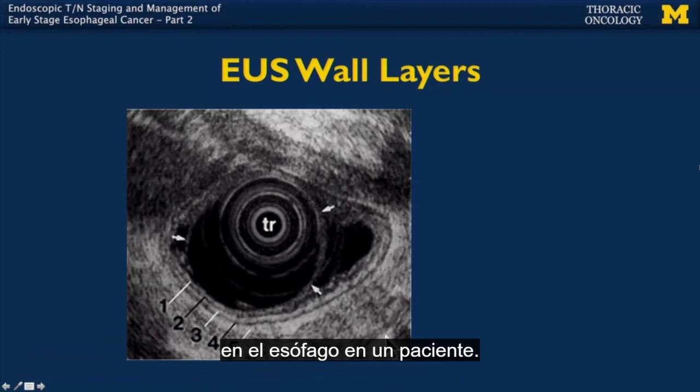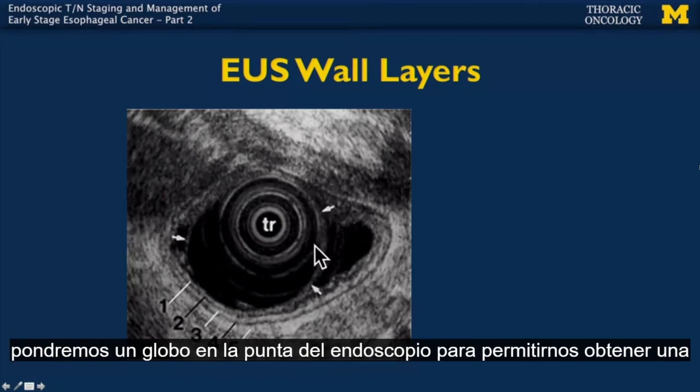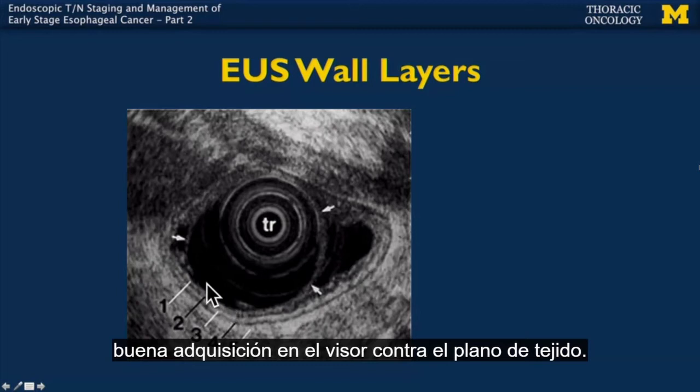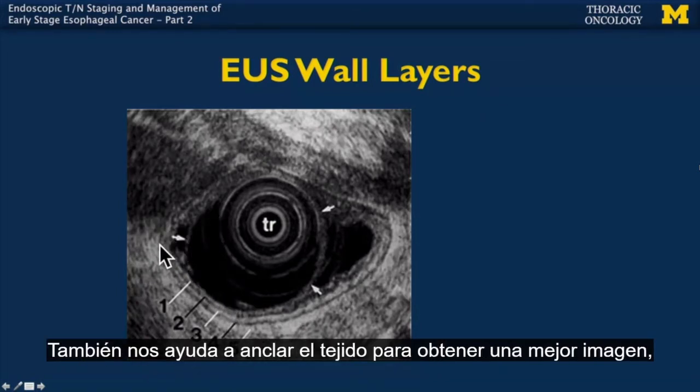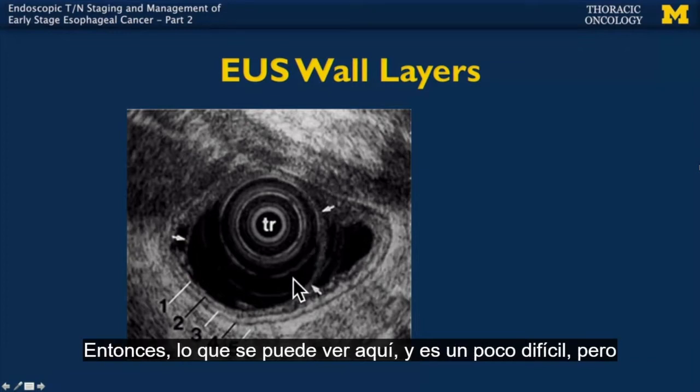What they're trying to show here is that oftentimes we'll put a balloon on the tip of the echo endoscope to allow us to get good apposition with the scope against the tissue plane. It also helps us to anchor the tissue to get better imaging, move other structures out of the way and whatnot.